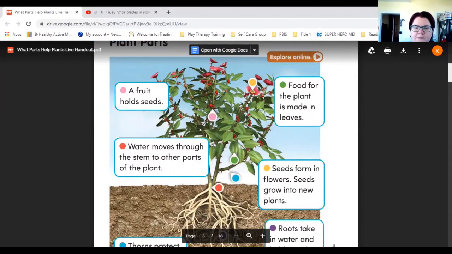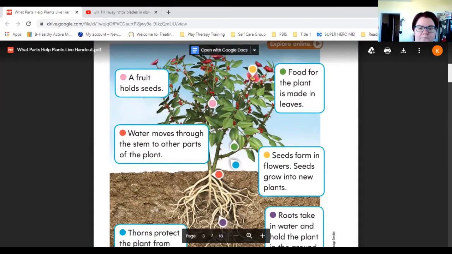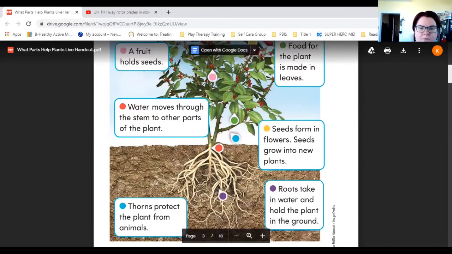Oh, and seeds make flowers. The yellow shows the flower, and seeds form in flowers and grow into new plants. So once the seed leaves the grown plant, it can make a baby plant. Oh, let's keep going down. Ooh, thorns. Thorns protect plants from animals. Have you ever gotten pricked by a thorn on a plant before? It kind of hurts, doesn't it?